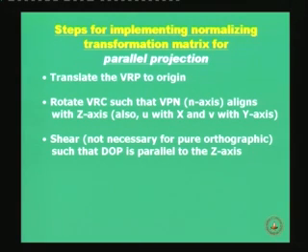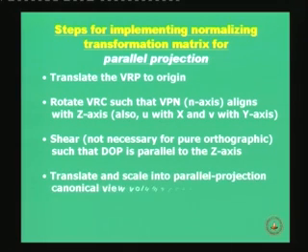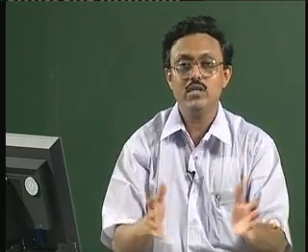So, that is the third step, but remember it is optional, and we will have a shear matrix as the third step. In the fourth step, you have to translate and scale into the parallel projection canonical view volume. We know the planes which define the canonical view volume, and you need to provide a translation and scale to adjust your view volume to the canonical view volume.